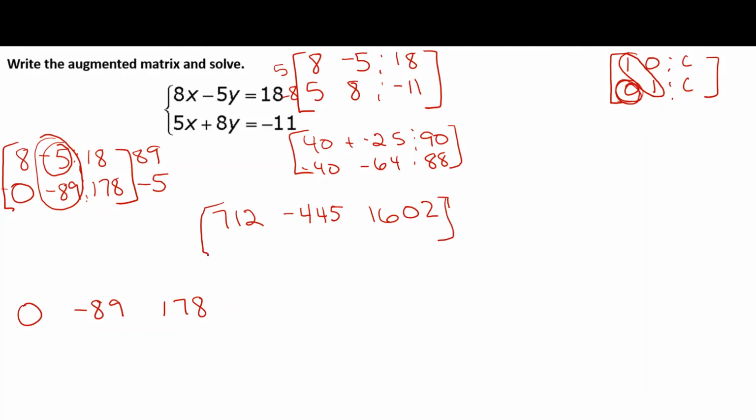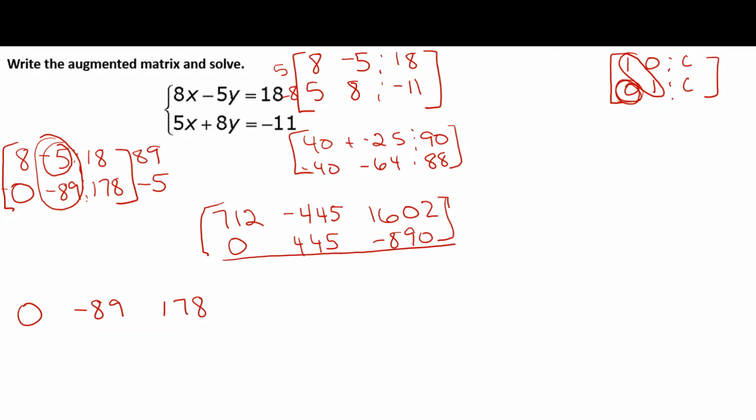And if I multiply by negative 5 everything on the bottom, negative 5 times 0 is 0. Negative 5 times negative 89 is a positive 445. And negative 5 times 178 is a negative 890. All right, so I already have my bottom row. I want to just add these two together and make them into my top row.